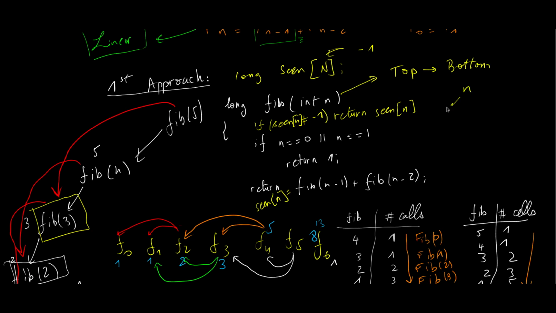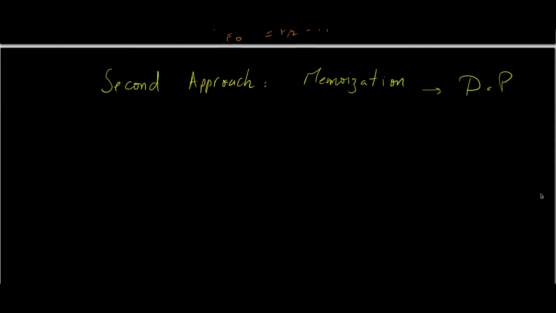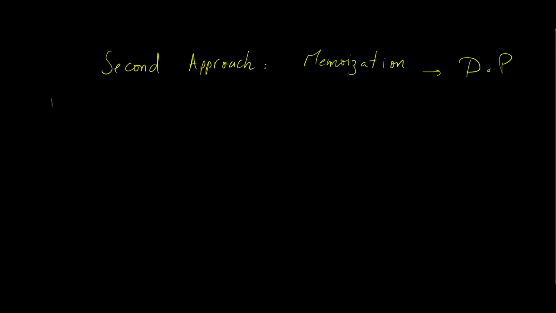So we don't know the answer for n, we ask for n-1 and n-2 and so on. And once we found all the answers here, we back up to get the answer to n. So this is a top to bottom approach. The other way of implementing this that we will see here will be a bottom-up approach.